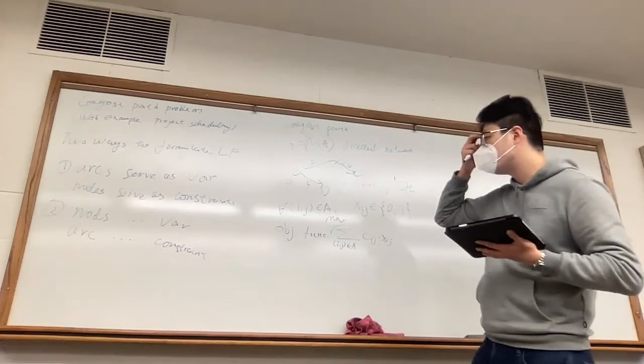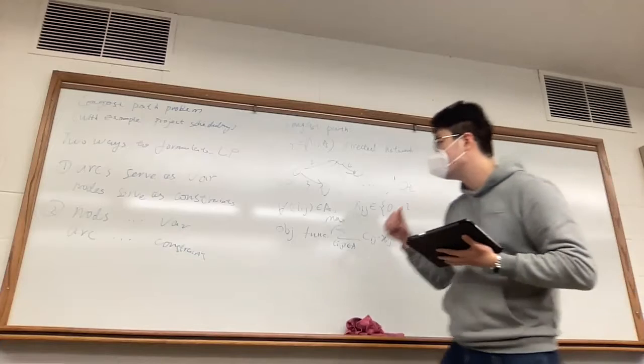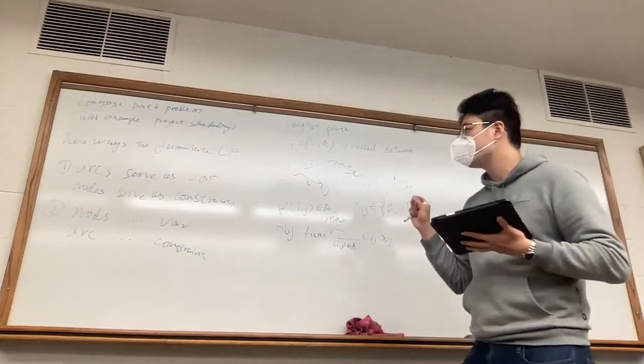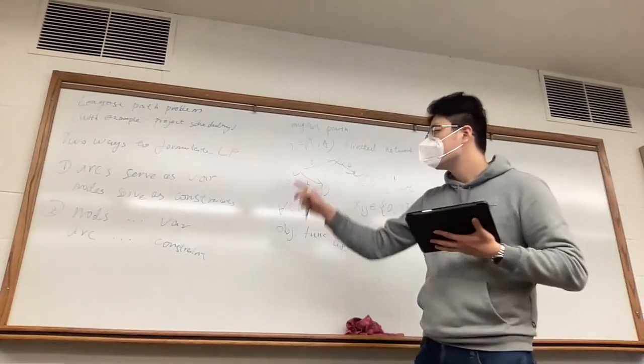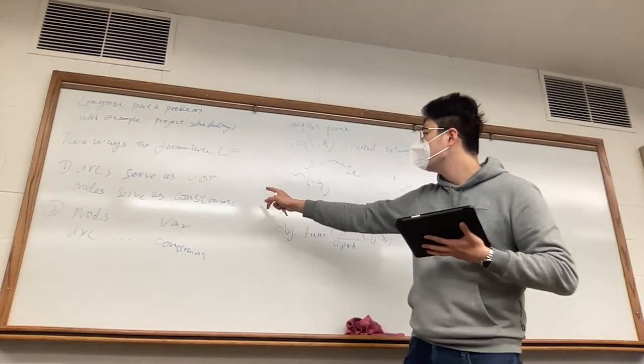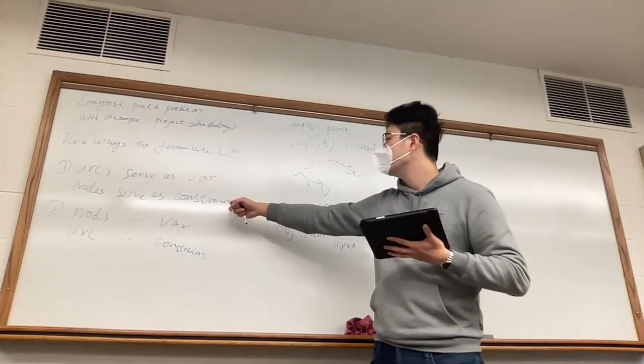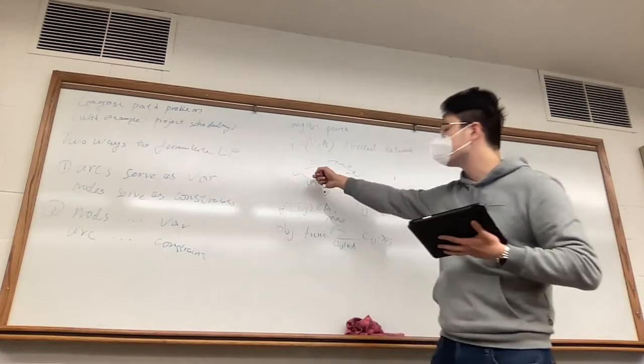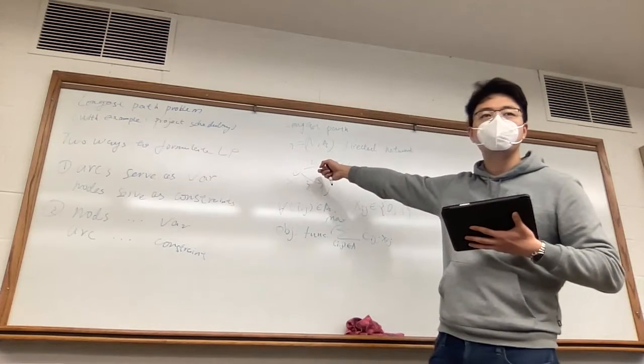So let's do it one by one. First, we need to write the constraints corresponding to each node. So how can we formulate the constraints with respect to nodes? Can anybody tell me?